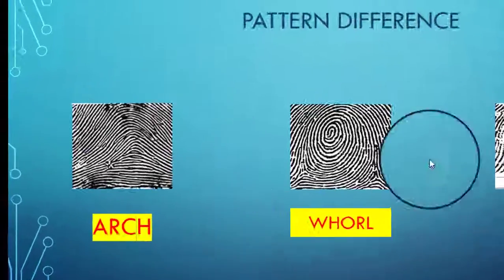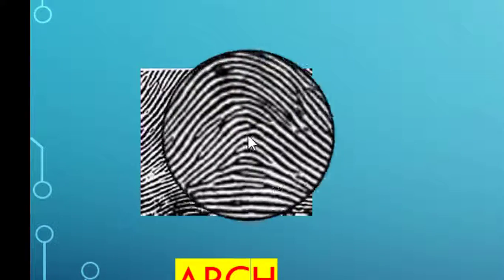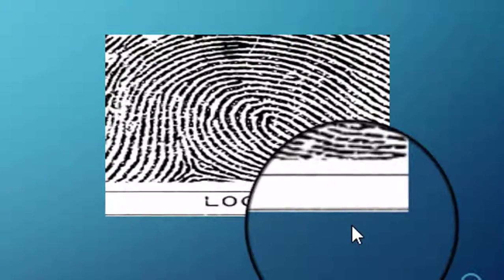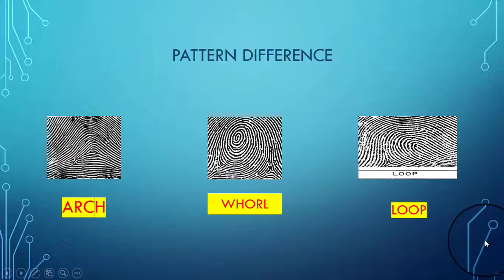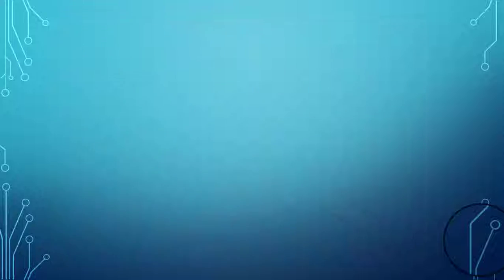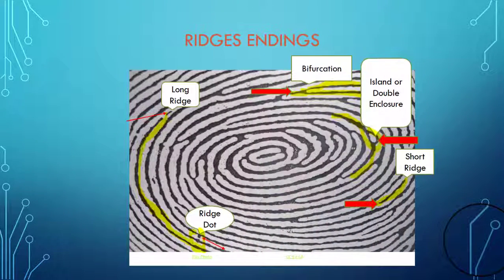Again, the arch has a wave-like pattern, and the whirl has a circular pattern, and the loop has looping ridges. However, within each pattern lies different ridge endings that make each pattern unique. Let's review these ridge endings in the following fingerprint example. These are the ridge points that are used in the comparison process.